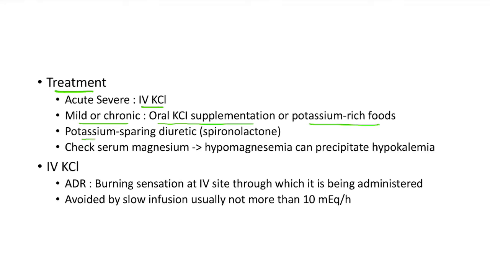We can give potassium sparing diuretics like spironolactone. We have to check serum magnesium. This is because hypomagnesemia can precipitate hypokalemia. Now let us see about intravenous potassium chloride. An important adverse drug reaction is burning sensation at intravenous site through which it is being administered. This can be avoided by slow infusion, usually not more than 10 milliequivalent per hour.